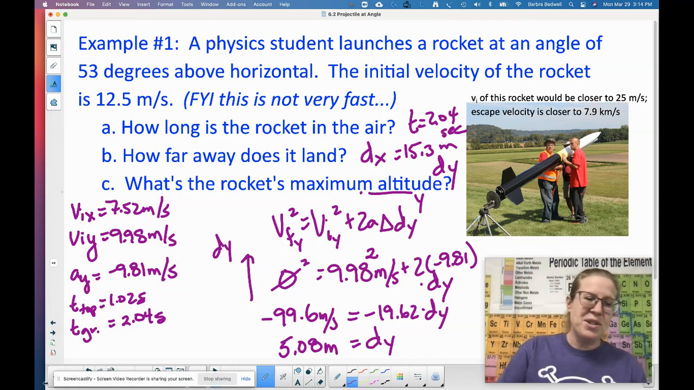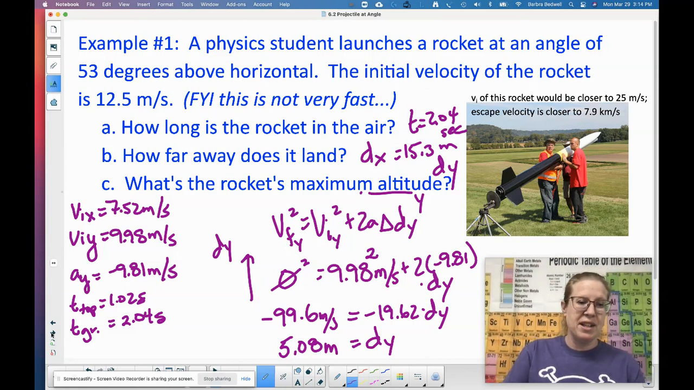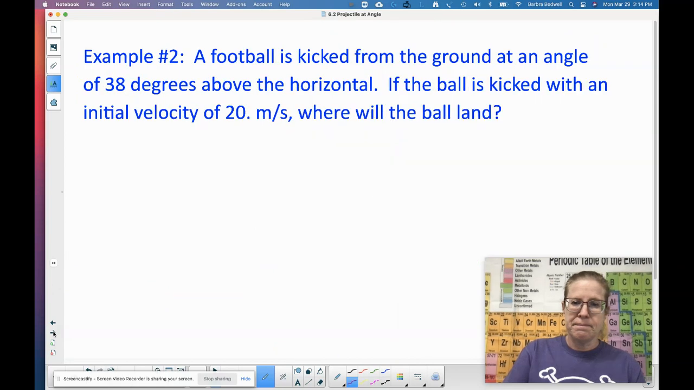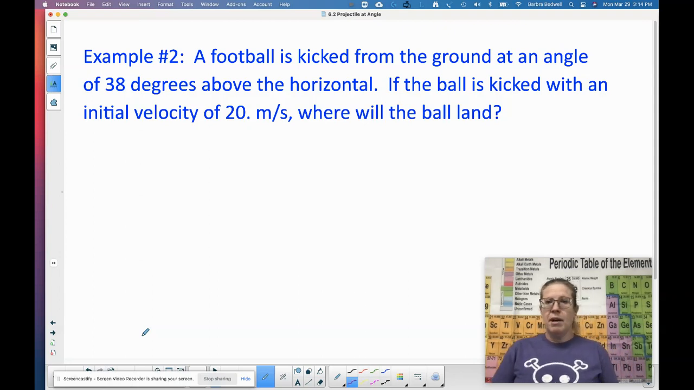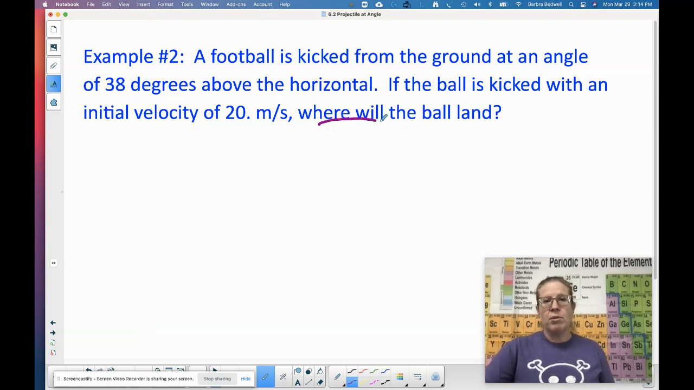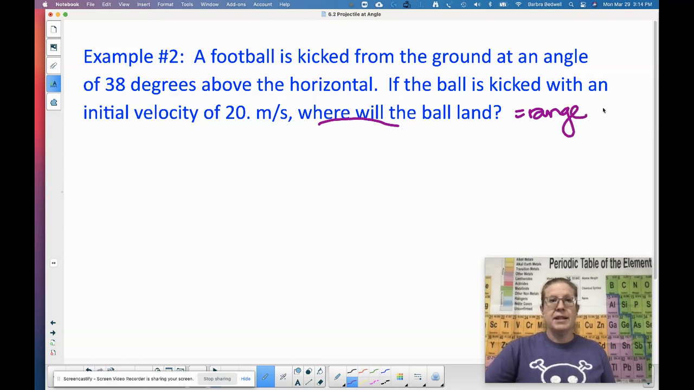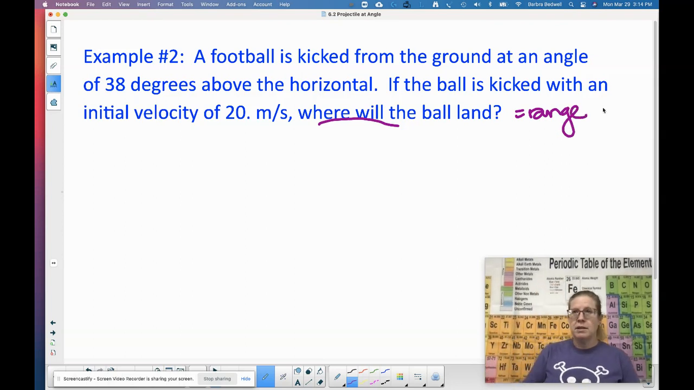All right. Last one. This will be a chance for you to solve this one as well. Here you go. This is a chance for you to apply what we just learned about kicking a ball at an angle. This one, I'm only asking where will the ball land. This is range. So again, take a moment, hit pause, and then start picking your way through this problem and see if you can figure out how to make this one work.